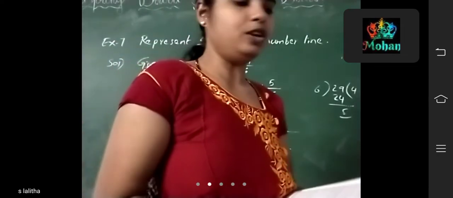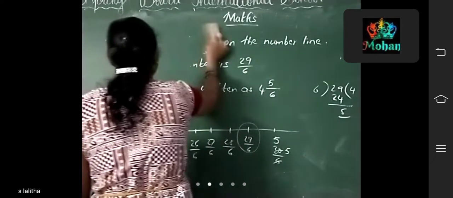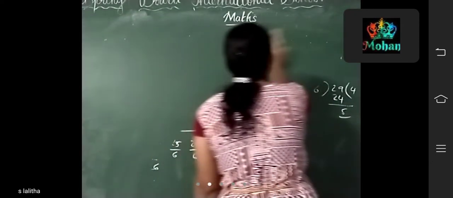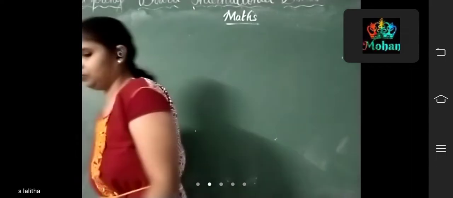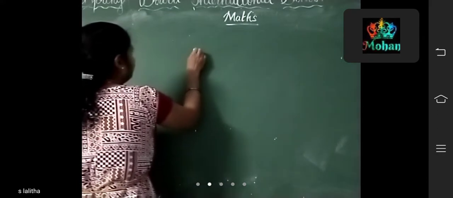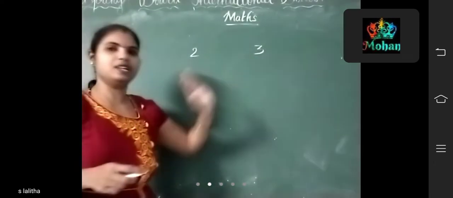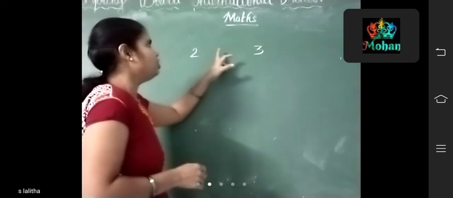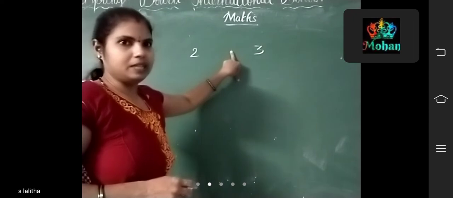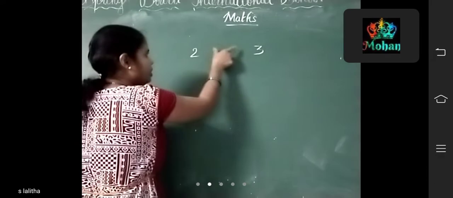Next, rational numbers between two rational numbers. What is the next topic? Rational numbers between two rational numbers. Suppose I take 2 and 3. 2 is a rational number, 3 is also a rational number. Now you should find rational numbers between these two rational numbers. In between these two numbers, there are an infinite number of rational numbers.